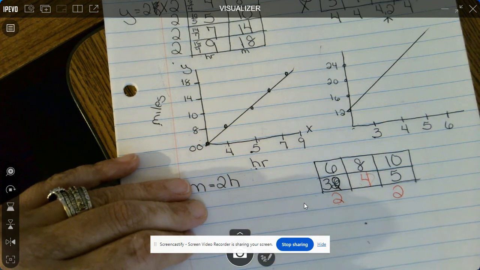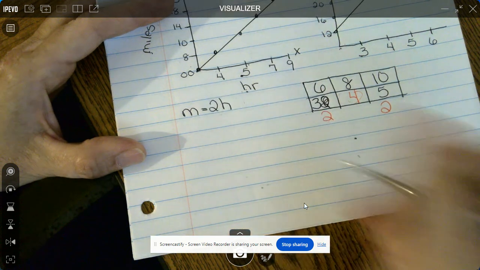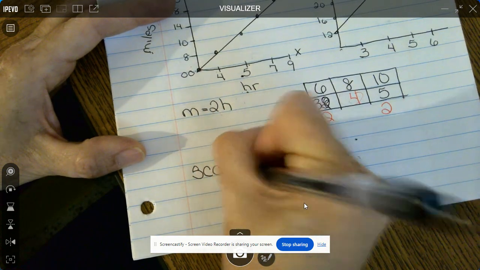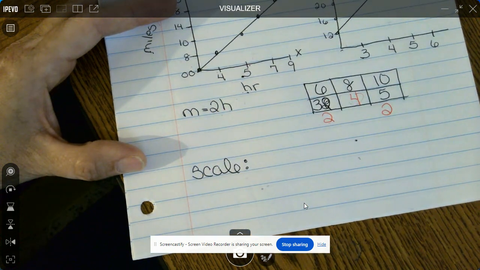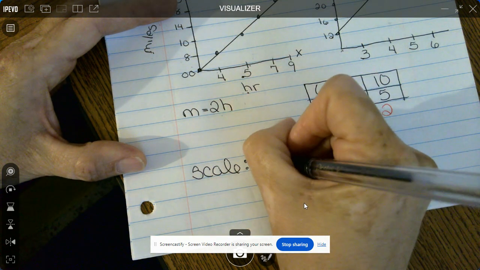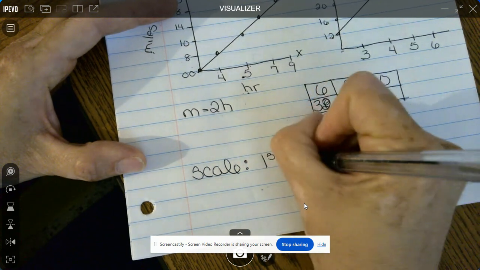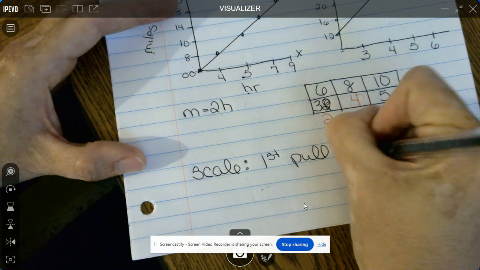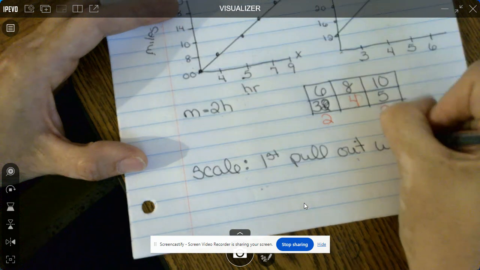All right, one more thing, let's review. Let's talk about our scale factor. This is kind of what our review is going to be like for the 2 days when you get back from vacation, and then you're going to pop into the test. So for scale, the first thing you're going to do is pull out what you're comparing.